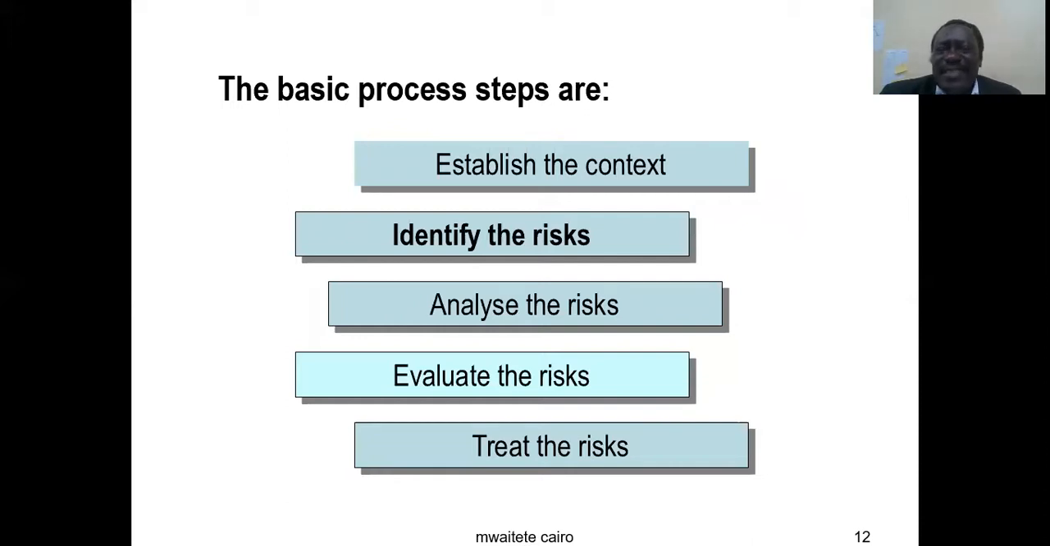The basic process is as follows when you're looking at risk. Number one is establish the context. You should establish the context. You should identify the risks, analyze risks, evaluate risks, and treat those risks.